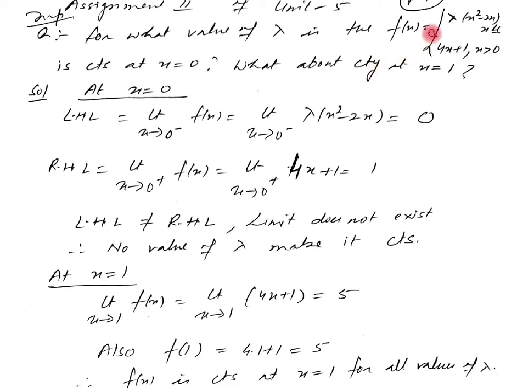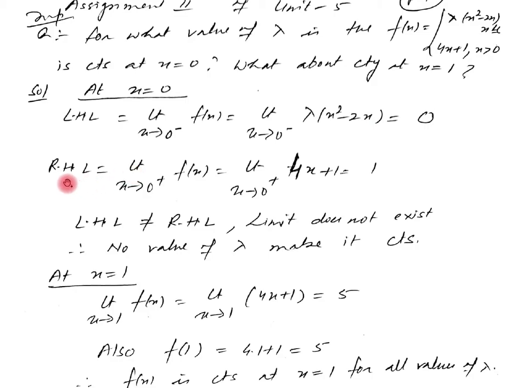Now the function is defined differently for different intervals. When x is less than or equal to 0, the function is this. When x is greater than 0, the function is this. Now at x equal to 0, left hand limit: limit x tends to 0 minus f(x). x tends to 0 minus means x is less than 0. Then the function is lambda x square minus 2x. Putting x equal to 0, we are getting this is equal to 0.